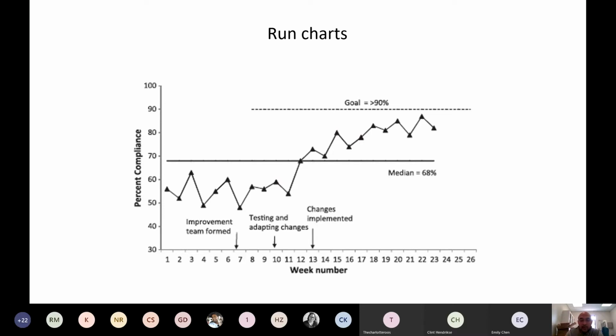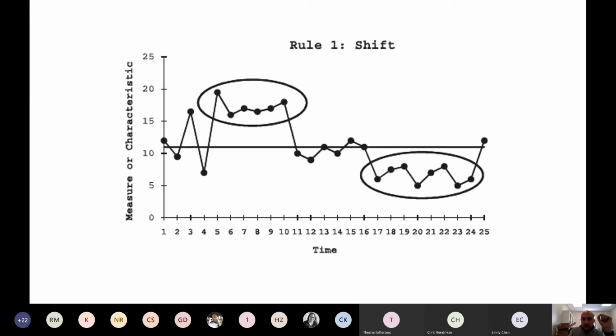And we look at the medians. So say with the run chart, we calculate the median, and with each improvement, our next level would become the new median, and so on and so on. I'll give a few examples now.